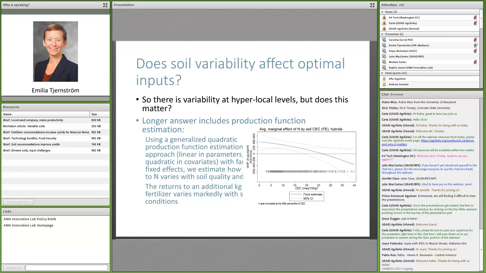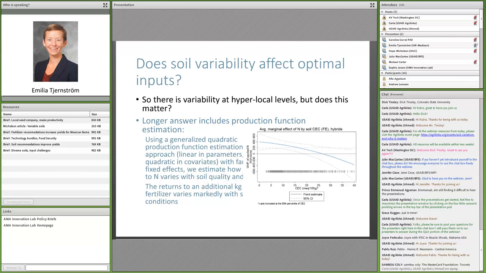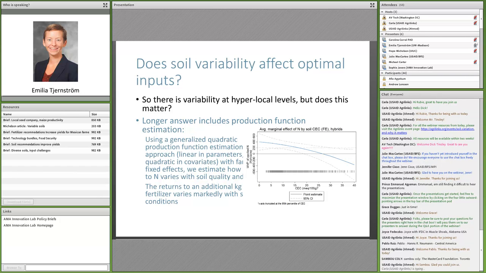On the left-hand side, you can see that for certain levels of CEC, the average marginal benefit of adding another kilo of nitrogen is substantial, whereas for other ranges of CEC, on average, the returns to more nitrogen are quite low. We have these graphs again for a lot of different soil conditions, but the returns to an additional kilo of nitrogen vary markedly with soil conditions. Now, this could be because, as I think Hope will talk about, other nutrients are more limiting in certain contexts, or because of acidity, or because of a variety of different issues. But in general, it does seem like the ideal fertilizer recommendation varies with soil quality.